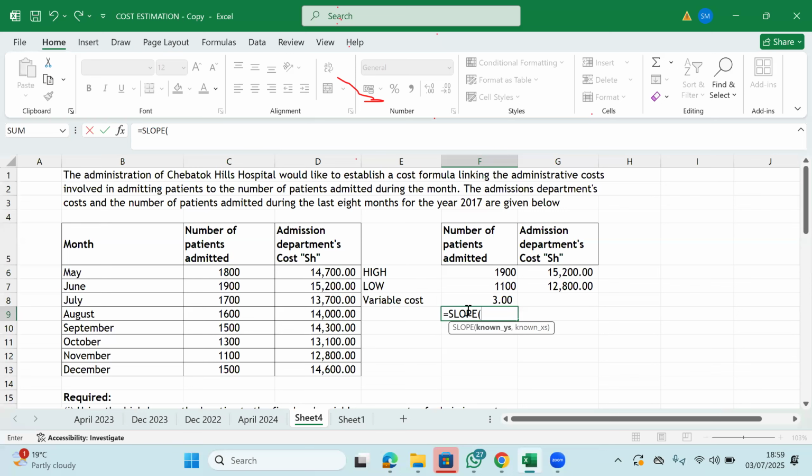One is our known y's. What are our known y's? Our known y's are only two from our sample size, the highest and the lowest. So our known y's are the costs. Those are the dependent variables. Comma, the known x. Our known x is 19 and 11.